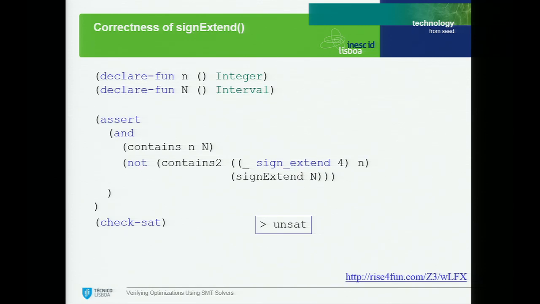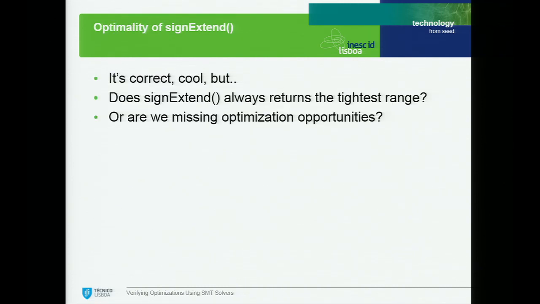And it says, well, unsat. So it means that signExtend is correct. So okay, from now on you can rely on constant when signExtend, which is doing the right thing. Okay, it's all pretty cool.